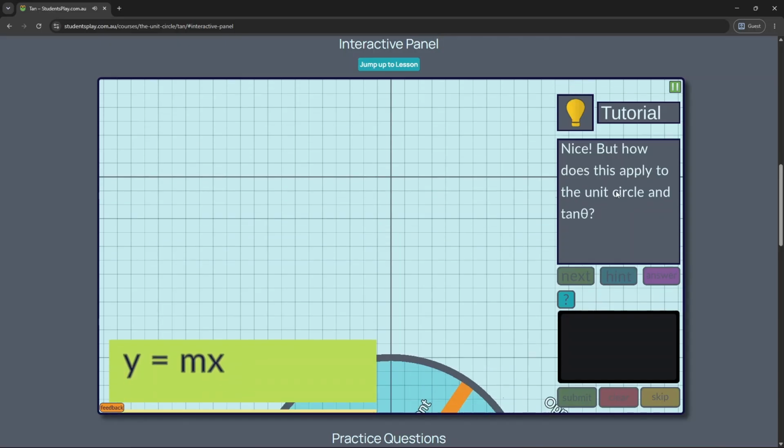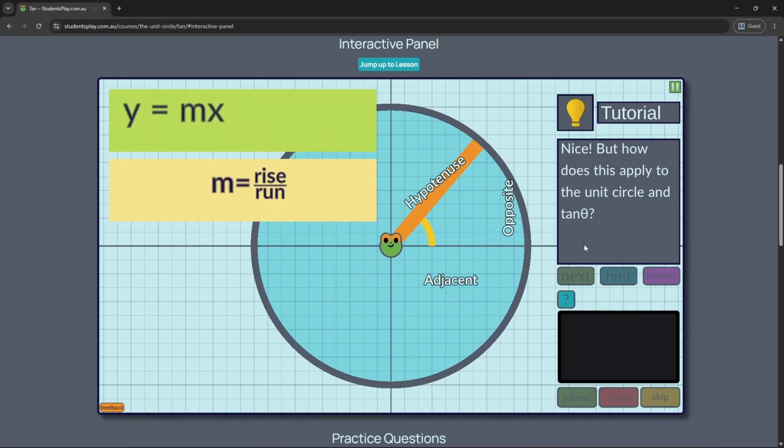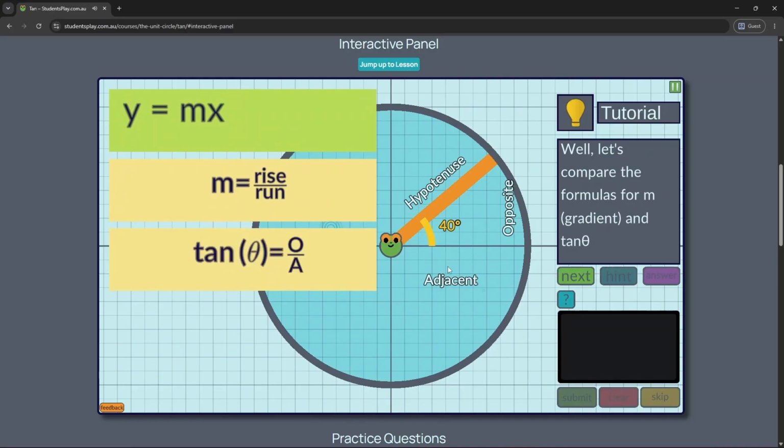Nice, but how does this apply to the unit circle and tan theta? Well, let's compare the formulas for m, your gradient, and tan theta. They look pretty similar, right? They're both just fractions on the right-hand side, so something over something, and something over something. So first, let's try calculating the gradient of the line. So the gradient, how steep is this line here? We need to work out how much it rises. And as you can see, the rise is actually the same as the opposite side. See how it's literally the exact same thing.